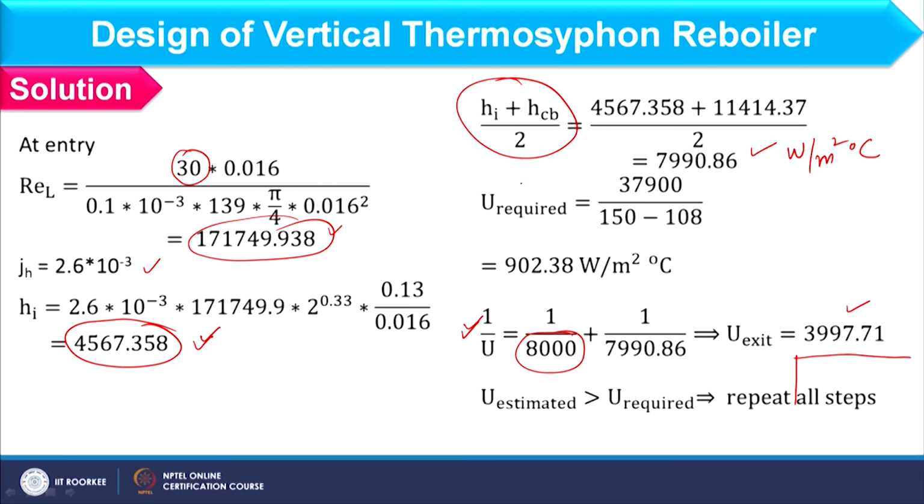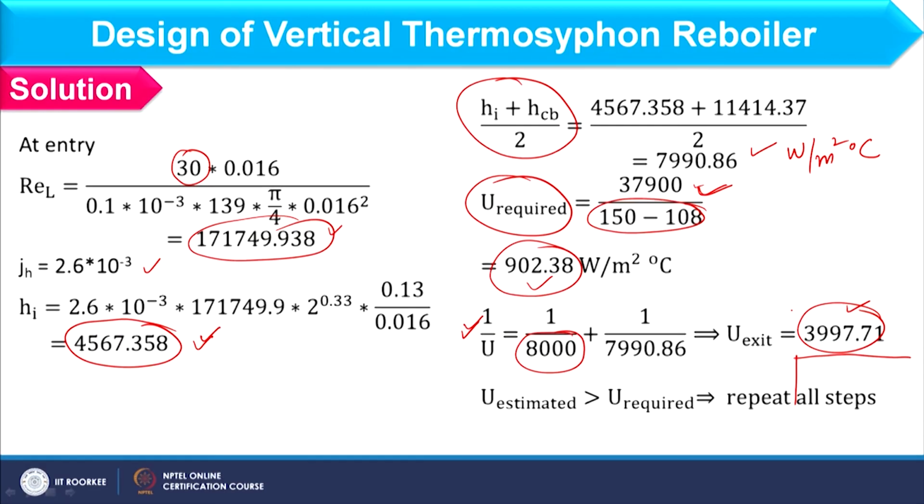Further, we have to find out required U. Required U means what? We have the flux, because this flux we can fix, and this is the same flux at which we will fix the pressure drop, right. So, this is basically watt per meter square. If I divide this by temperature difference, we can find out required U, and that comes out as 902.38. Okay. So, you see we require this much U and we have obtained this much U.